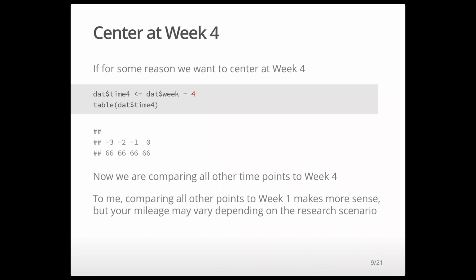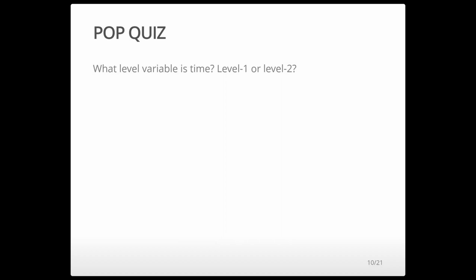If we wanted to center at week 4, we could do that as well, just by subtracting 4. And here we see the first 3 time points get negative numbers, and the last time point gets 0. And this would compare each of the first 3 weeks to time 0. To me, in this data, comparing points to week 1 makes more sense. So we're going to do that for the rest of this example. I just wanted to demonstrate how you center at different time points.